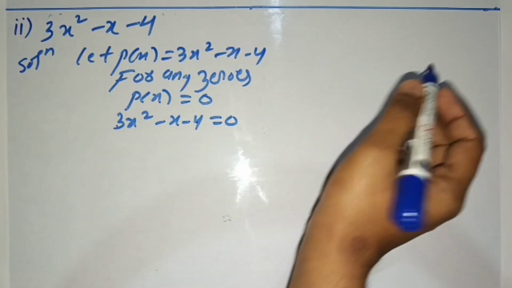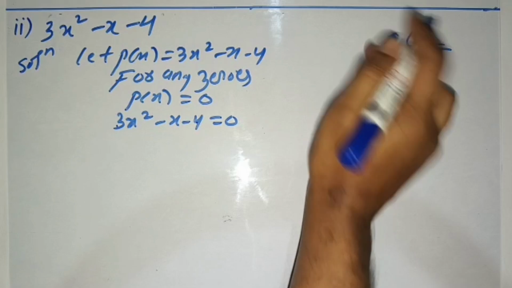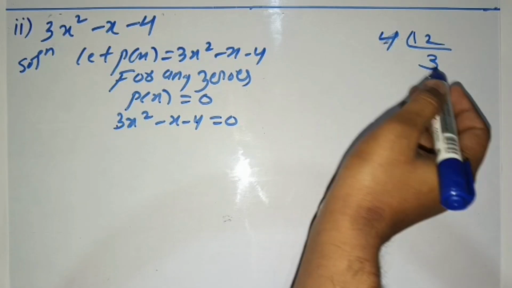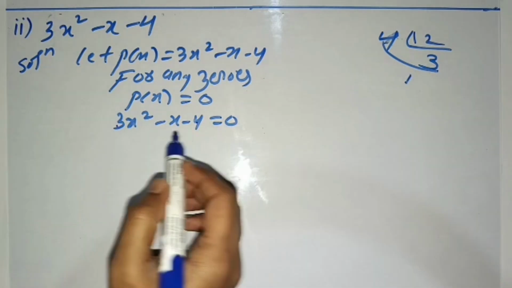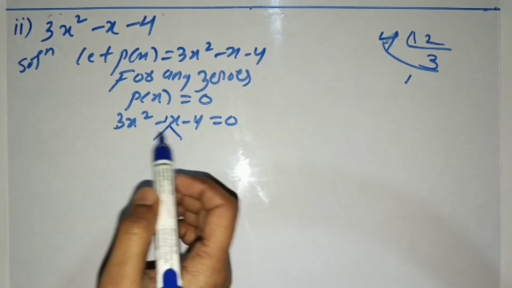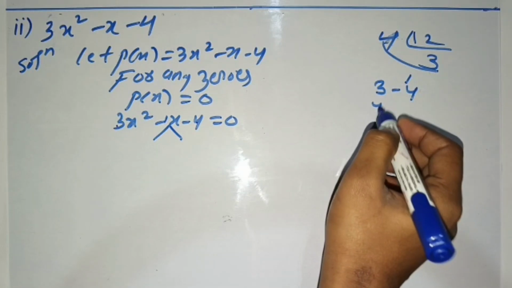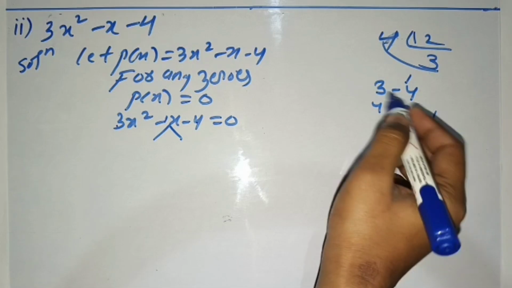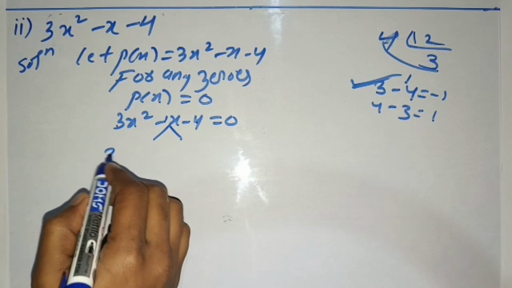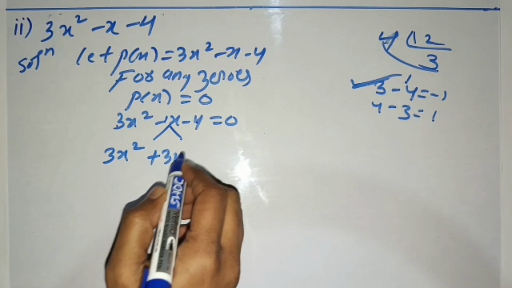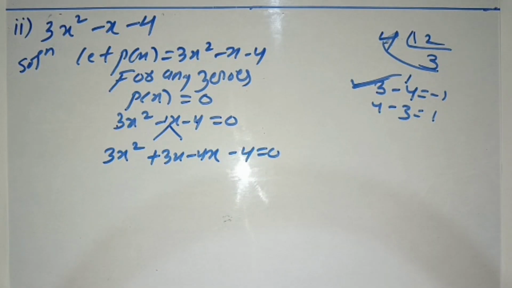After that, 3 into 4 is 12. The two numbers whose product is 12, when we subtract 4 and 3, we will get 1. So that's the 1 we have got. So we have to split this into two different terms. For that, we have to subtract 3 minus 4, not 4 minus 3. 4 minus 3 will get 1, but 3 minus 4 will get minus 1. So we will consider 3 minus 4 because we have minus here. So 3x square plus 3x minus 4x, we will get minus 1x. Minus 4 equal 0.